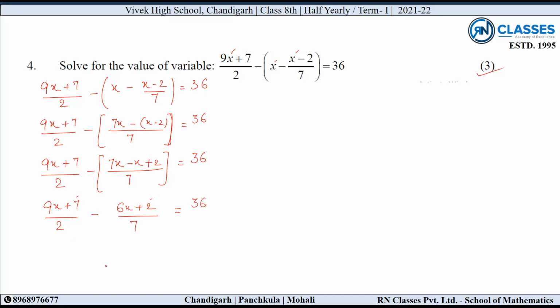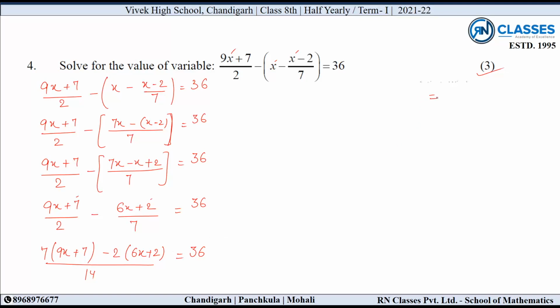First, what you can do is take LCM. LCM is 14. Right? 2 7 times, so 7 into 9x plus 7. Minus is there, sign would change. So 7 2 times, so 2 into 6x plus 2. That is equal to 36. What we can do is cross multiply, right?